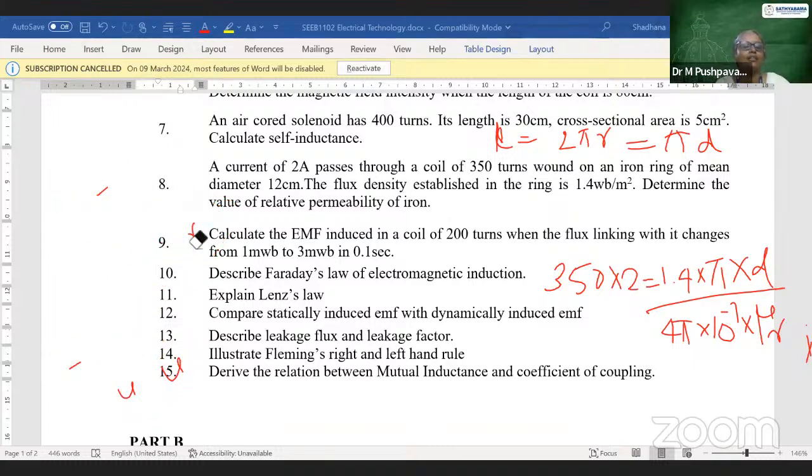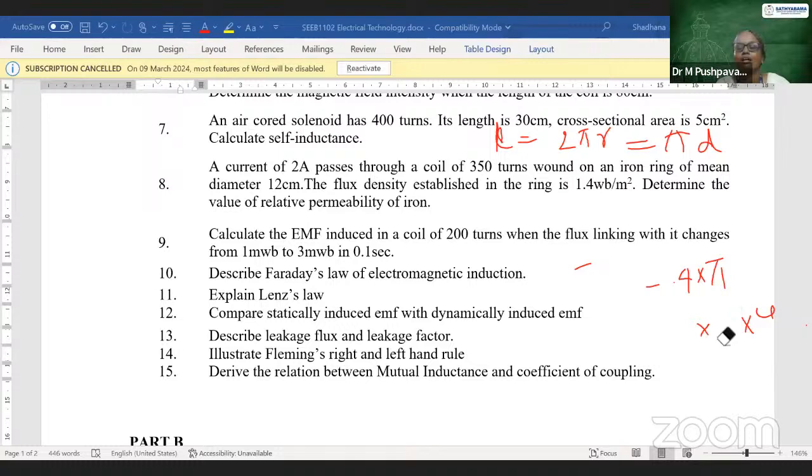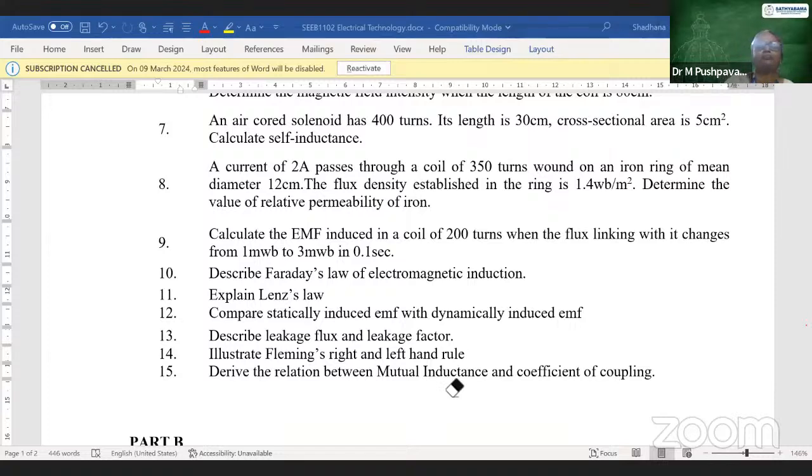I think here only some students were repeatedly giving the answers. This is an easily scoring subject, not a tough subject. Okay. The next, ninth problem alone, you tell me. Ninth problem. Again, it's a 2 mark. EMF induced in the coil.